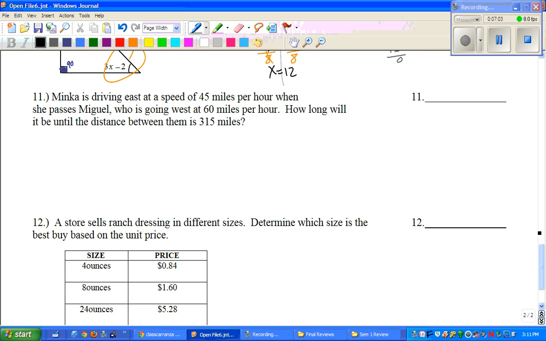All right, number 11. Minka is driving east at a speed of 45 miles per hour when she passes Miguel, who's going west at 60 miles per hour. How long will it be until their distance is 315 miles? Okay, so we got two cars.